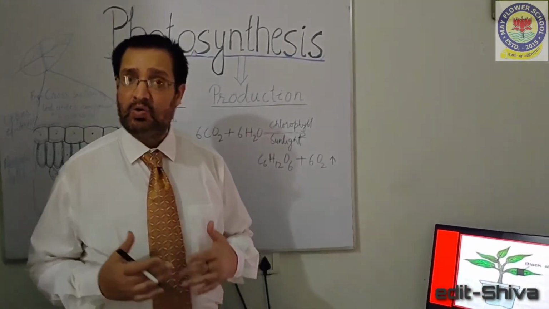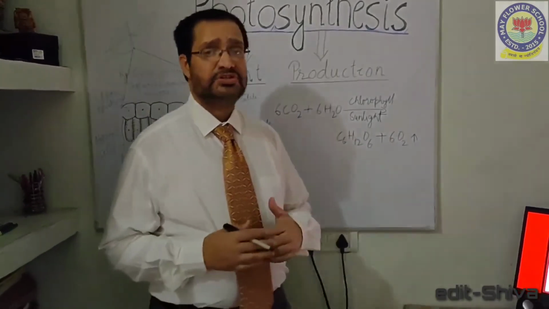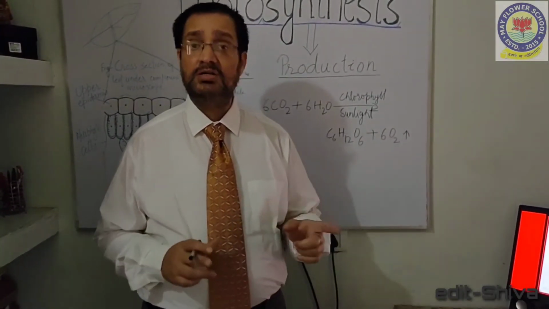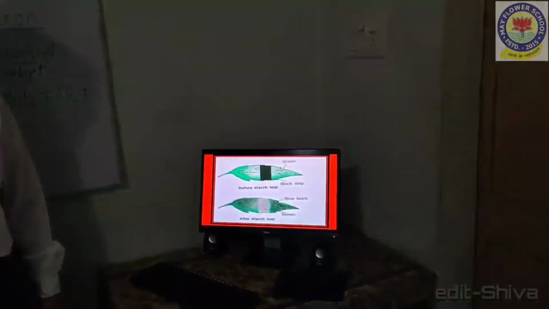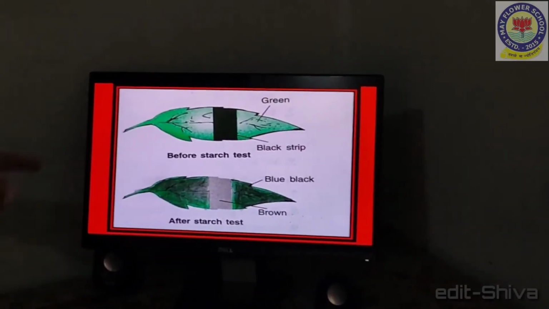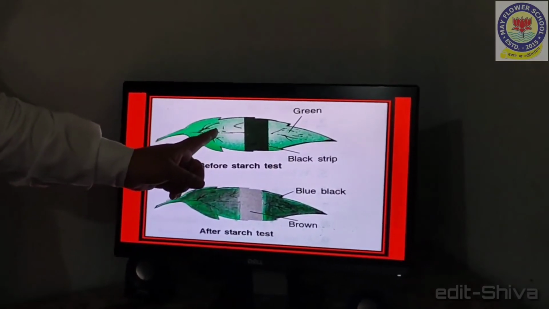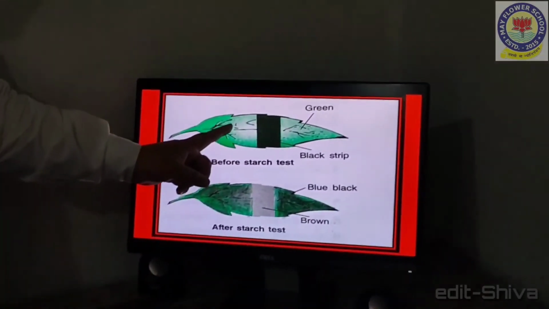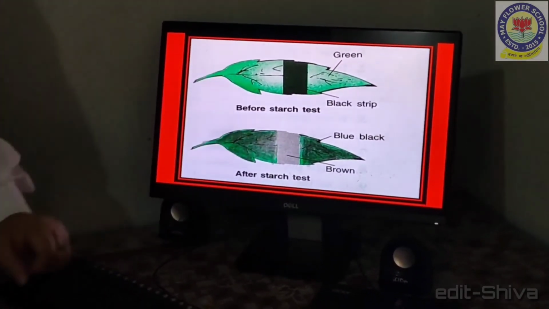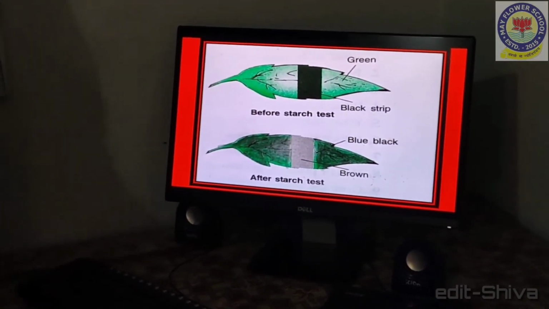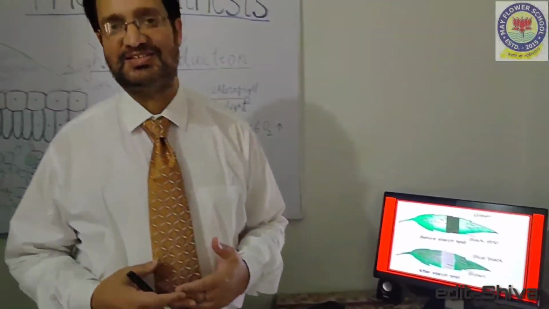And then we go through with that leaf for the starch test. At the end, what do we see? We see that the uncovered portion of the leaf will turn blue-black, while the covered portion will not turn blue-black. You can see that this is the leaf, this portion was covered, and this portion was not covered, so this portion turns blue-black, while the covered portion remains colorless. This shows that light is essential for photosynthesis.